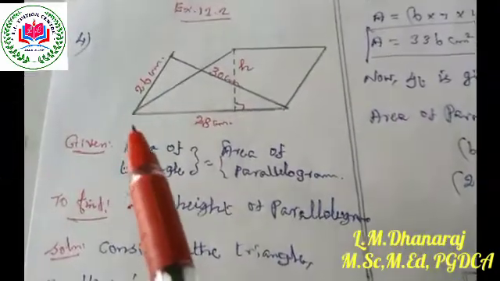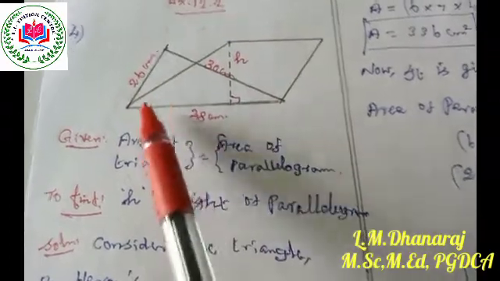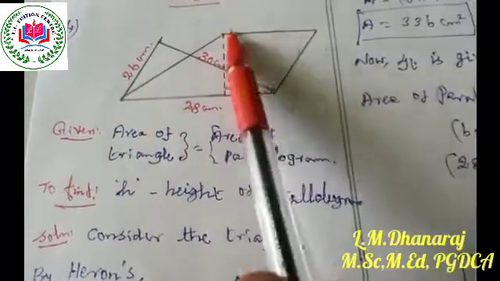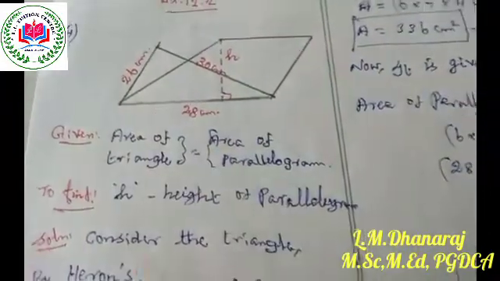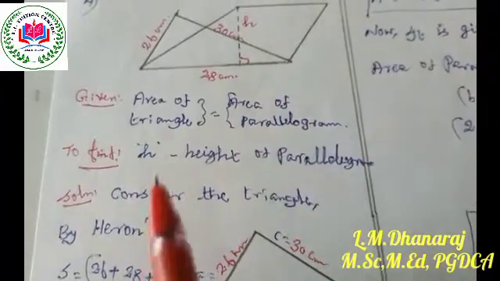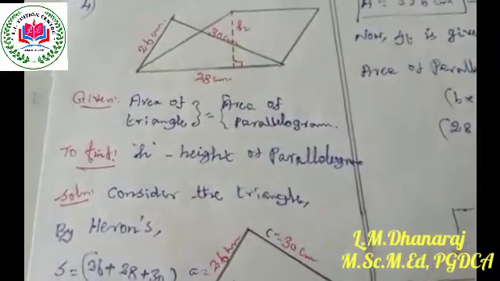Question number 4. This is the given diagram. We can see there is a triangle over here and there is a parallelogram. Okay. So it is given that the area of the triangle is equal to the area of the parallelogram. Now we have to find the height of the parallelogram. So this height only we have to find out.